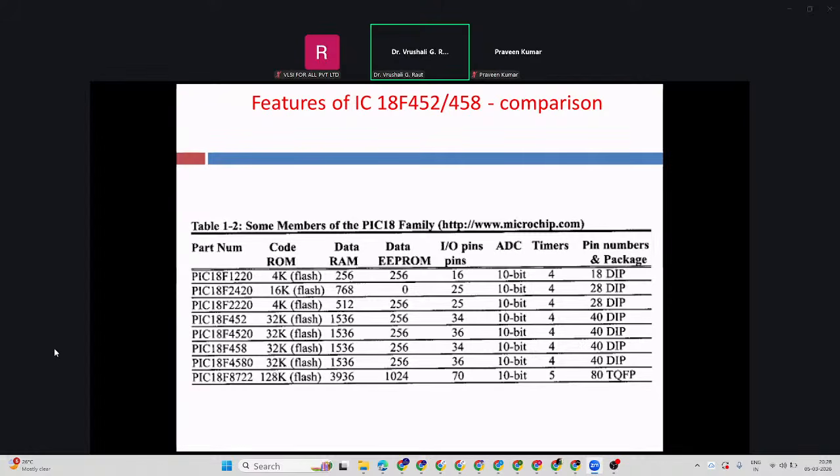Now here is the slide I'm putting in front of you, showing some series of 18F with variable RAM, ROM, EEPROM, IO pins, ADC, timer, and the pin package. So this is just the comparison which can help us to select the microcontroller depending on our requirement. Is it right? So this is the slide. I'll not read it, obviously. No need to read it. Many things we know, so just check. This is the comparison of the PIC 18 family.